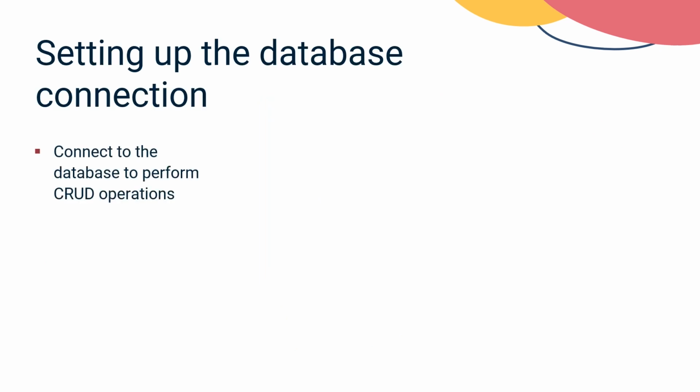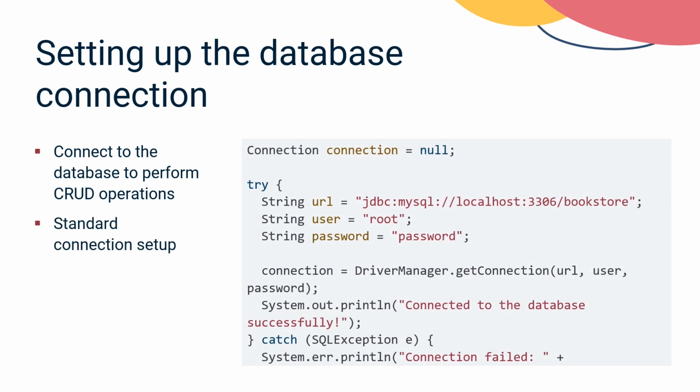Before performing CRUD operations, you must connect to the bookstore database. Let's start with a standard connection setup. In this code, we use several string connection parameters, the first being the URL, which specifies the bookstore database's location, and then user and password strings, which are used to authenticate the user, establishing the database connection.